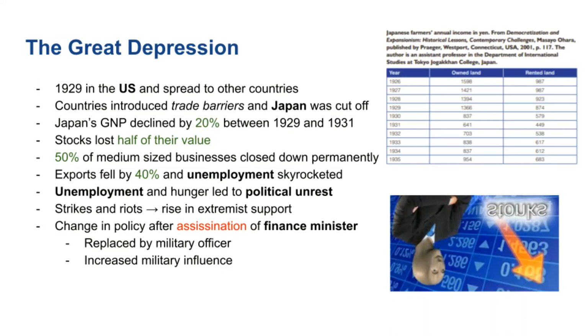Unemployment and hunger led to political unrest, and strikes and riots increased the support for extremist movements. This saw a change in policy after the assassination of the finance minister, who was replaced by a military officer, which increased military influence in the government.